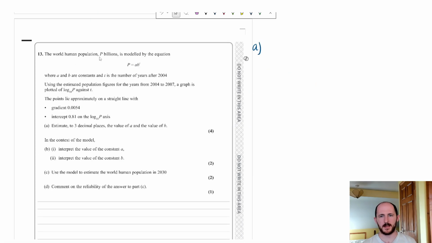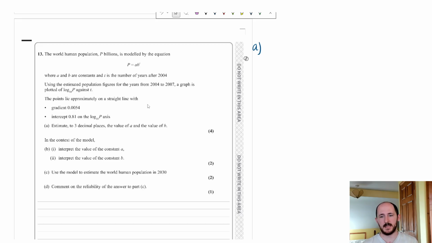The world human population in billions is modelled by the equation P is equal to AB to the power of T, where A and B are constants, T is the number of years after 2004. Using the estimated population figures for the years from 2004 and 2007, a graph of log 10 P against T is plotted. These points lie on a roughly straight line with a gradient and an intercept and all that stuff. And we need to estimate the values of a and b.